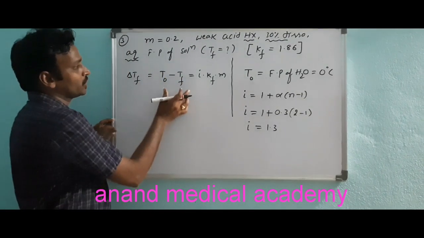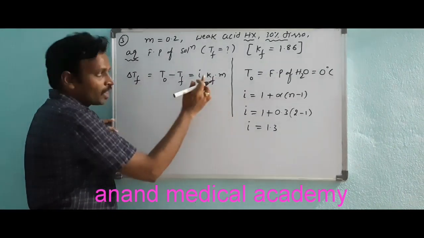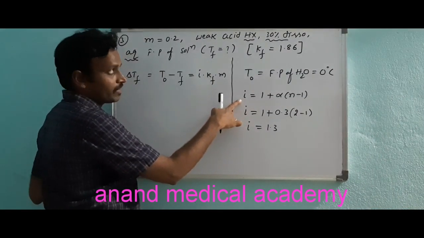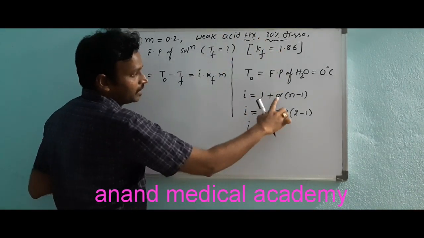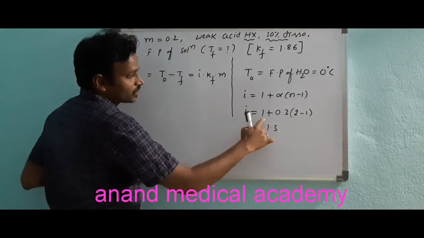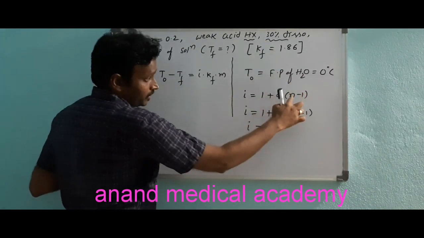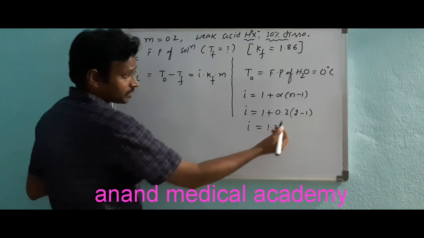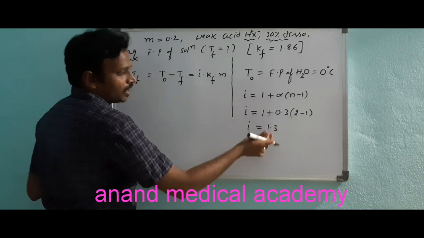If you substitute here, you can calculate Tf, because Kf you know, molality you know, i you know. I repeat, we have used the van't Hoff factor i because it is a non-ideal solution. 30% was dissociated, means alpha is 0.3. Got it? So i is equal to 1 plus 0.3 because 30% dissociated. n value is 2 because H plus and X minus, and 2 minus 1. So i value is 1.3.